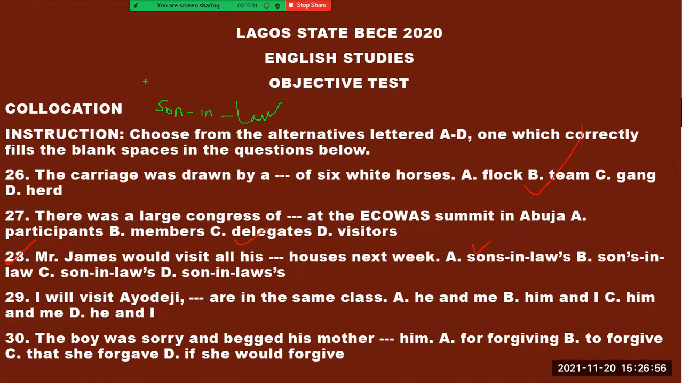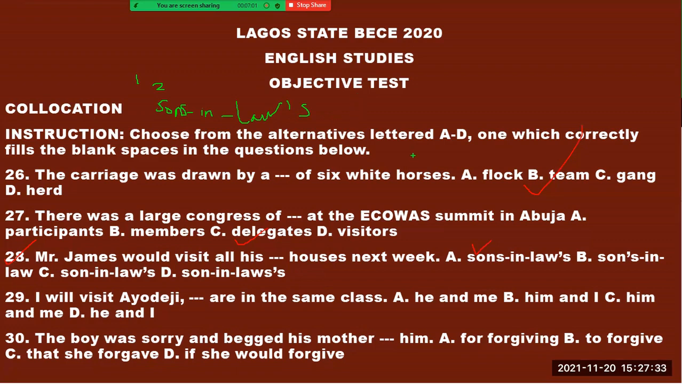Now, here you are talking about one son-in-law. If you are talking of two or more, then how do you say son-in-laws? No, you say sons-in-law. All right. Then, if you want to indicate possession, you'd indicate possession at the end of it. Sons-in-law's. All right. So this is the way it is formed.